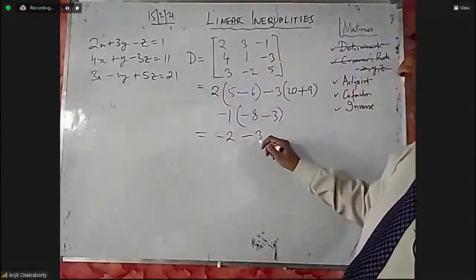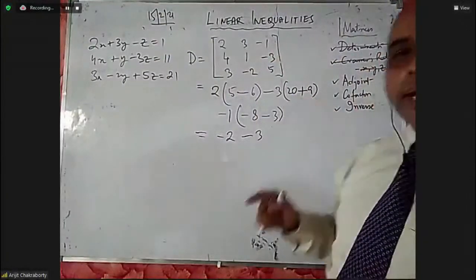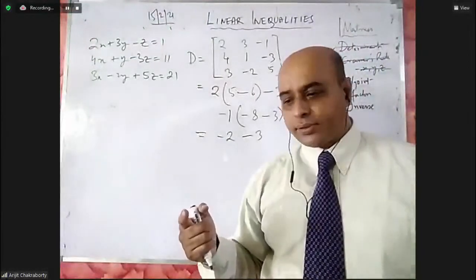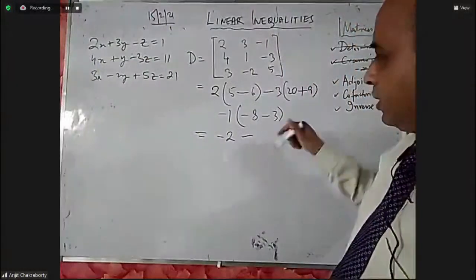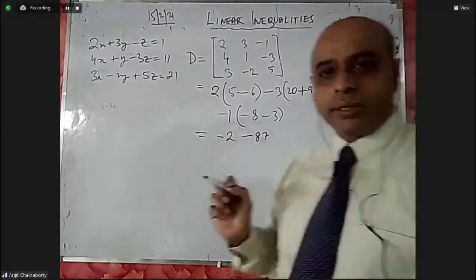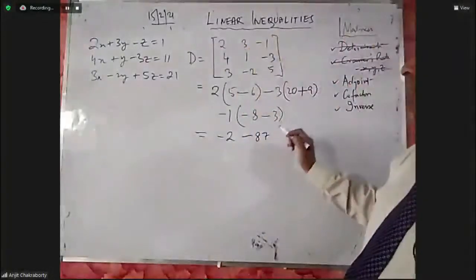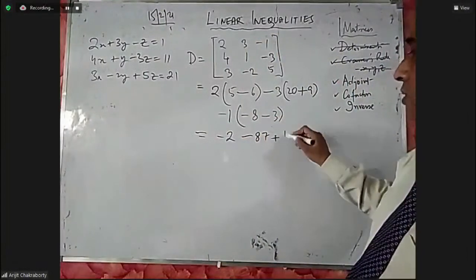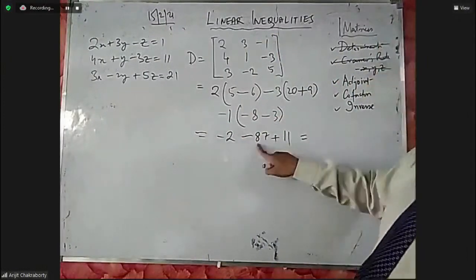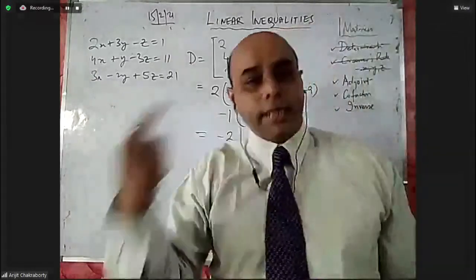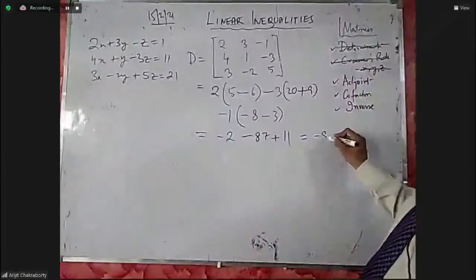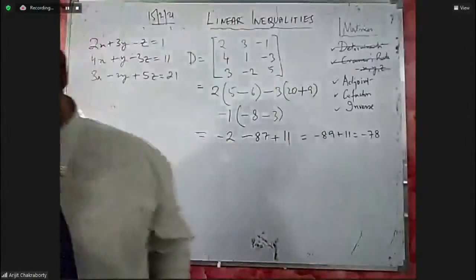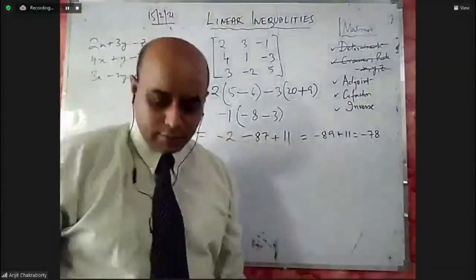Then I have minus 3, and here we have 20 plus 9, that is 29. 29 into 3 is 87, I think, right? So I will write minus 87. 29 into 3, right, 87. Then I have minus 1 into minus 11, so it becomes plus 11. So what I'm getting is minus 87 minus 2, that is minus 89 plus 11, that is minus 78. So please remember that we are getting the determinant D as minus 78.